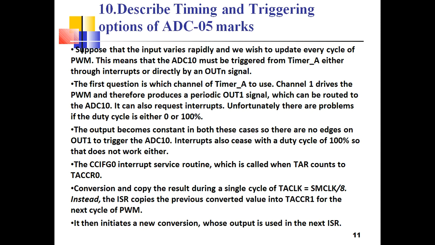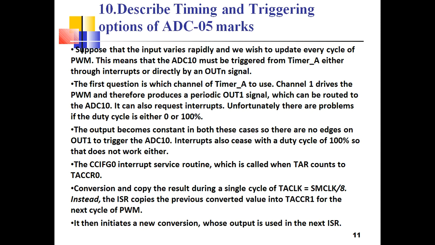Unfortunately, there are some problems with the duty cycle. If it is 0, we will get some problems, and if it is 100%, we will also get problems. Now we'll see the problems. The output becomes constant in both cases, so there are no edges on output 1 to trigger the ADC10. So finally, interrupts also cease with a duty cycle of 100%. So that does not work either.